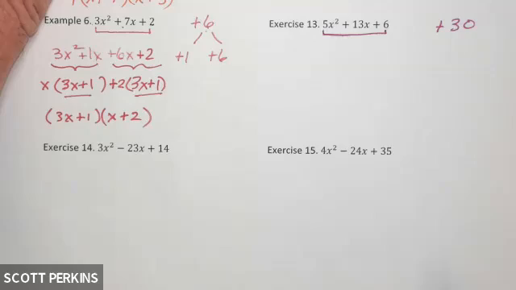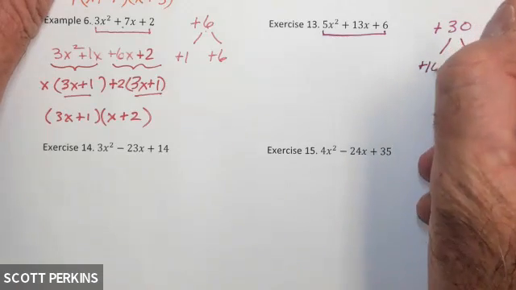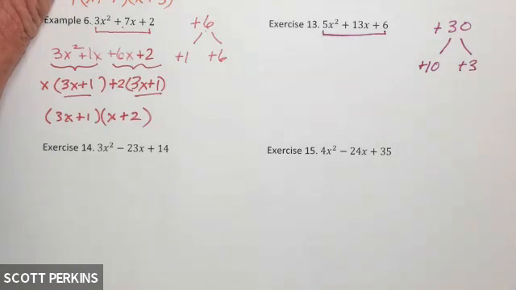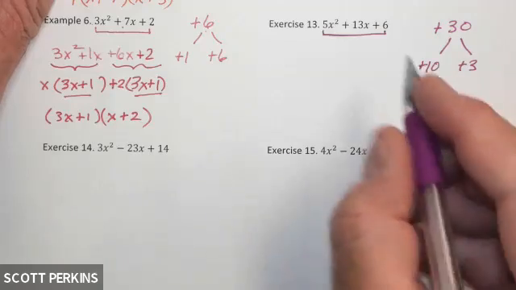All right, giving you a second nudge. What are the two factors of 30 that add up to positive 13? Okay, plus 10, plus 3, or plus 3 and plus 10. The order of those two things does not matter at all. So I'm going to now use that.